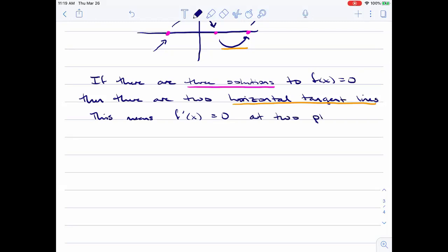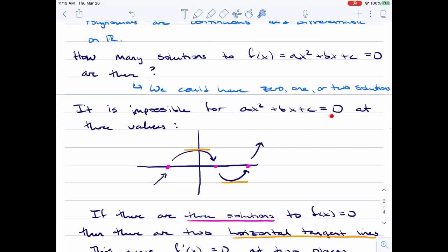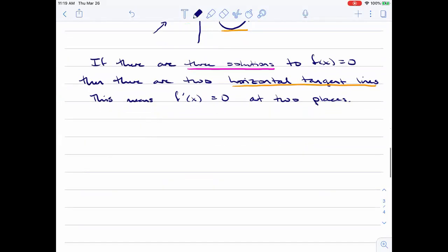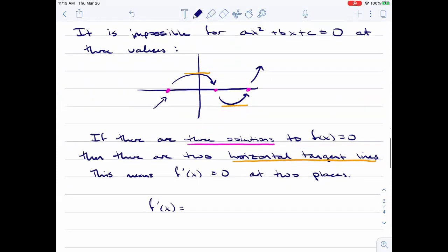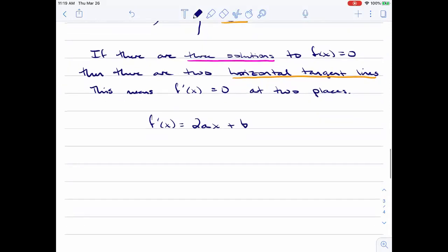at 2 places, right? Even though we've got this generic quadratic equation, we can still find the derivative. So f prime of x is actually going to be, we've got ax squared, so we've got 2ax plus b, right? That's the derivative. So now if I take the derivative 2ax plus b, force it to equal 0, then fine.